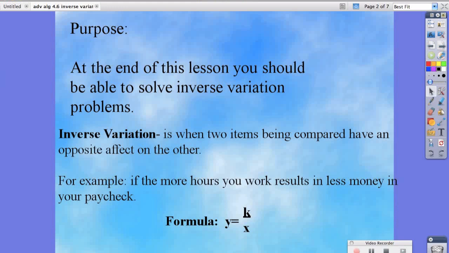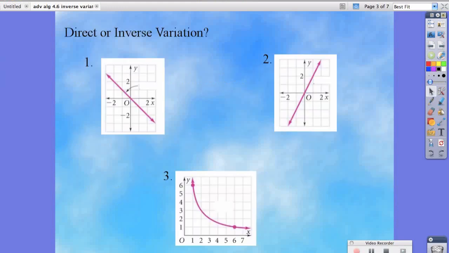The formula we use for inverse variation is y equals k divided by x, where k is your constant of variation. Now, we're going to take a look at three quick graphs, and I want you to determine whether each of them is direct or inverse variation. This would be a good time for you to pause, look at each graph, and see if you can figure it out. Hopefully you've paused the screen.